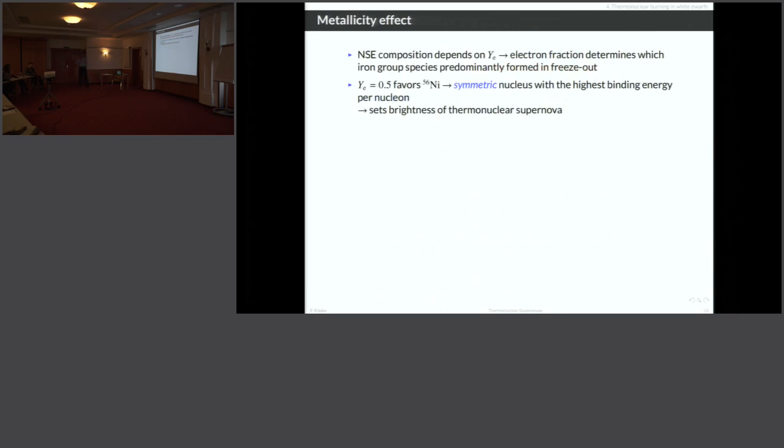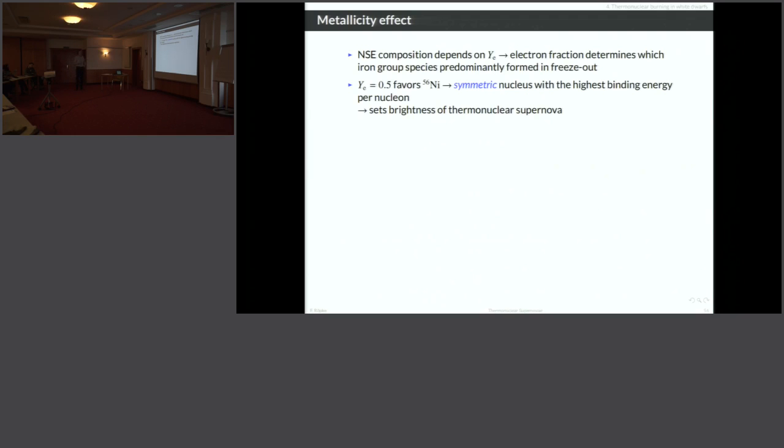So the very last thing I wanted to mention, it's only 2 or 3 slides left before Chris is up for talking, is a metallicity effect. Nuclear statistical equilibrium composition, as we stated before, depends on the YE, on the mean number of electrons per baryon. So the electron fraction therefore determines which iron group species is predominantly produced in the freeze-out from NSE.